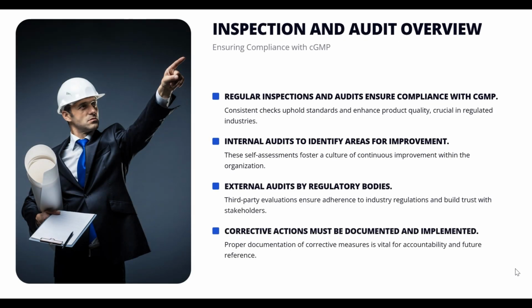So, inspection and audit overview. Regular inspections and audits ensure compliance with cGMP. Consistent checks help us to understand the quality as well as the crucial product quality in regulatory industries. Internal audits are like self-assessments, showing how we are doing with our product and how we can improve within the organization.